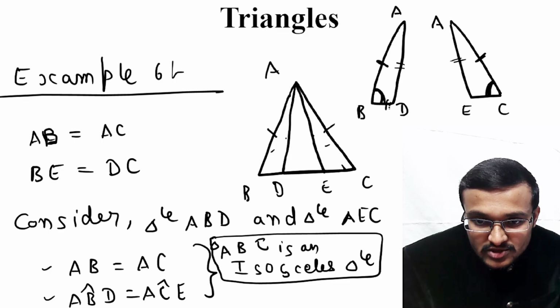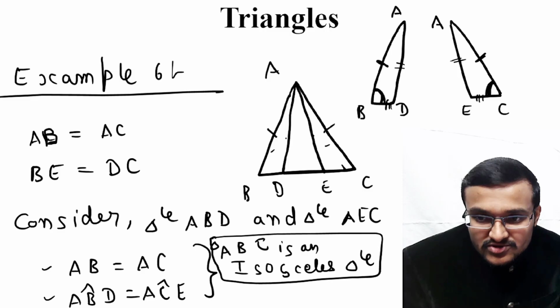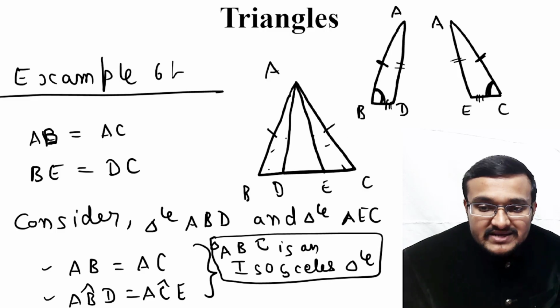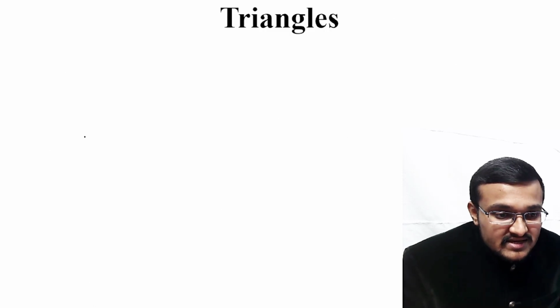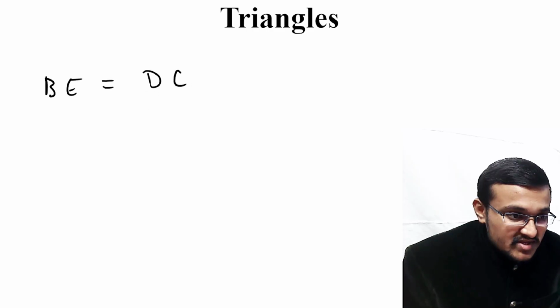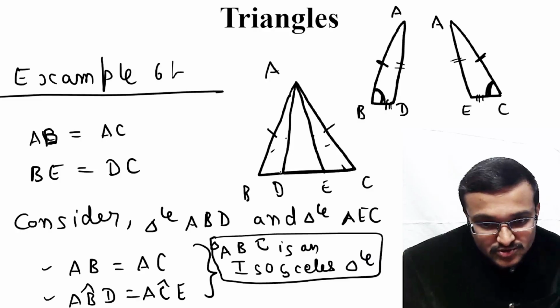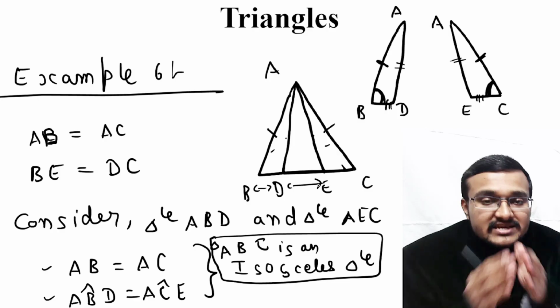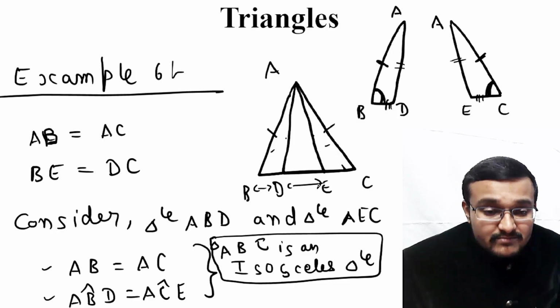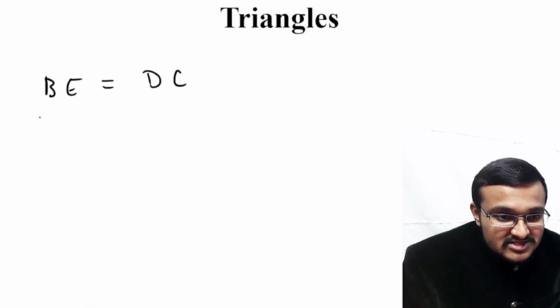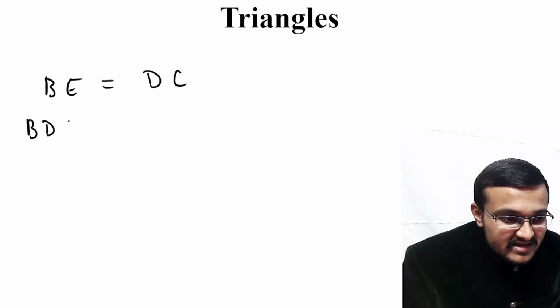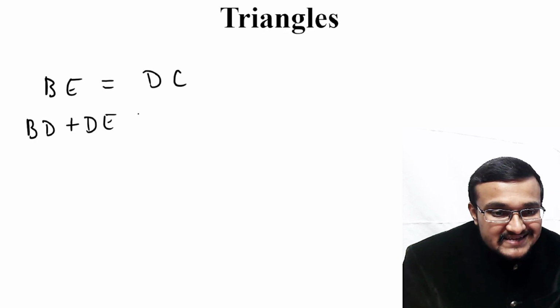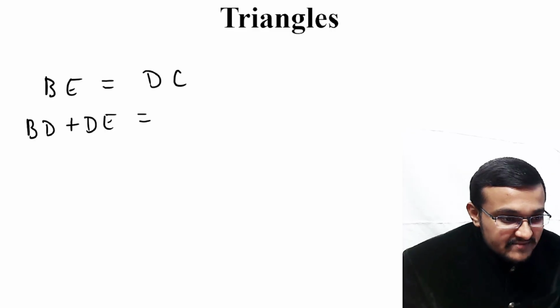Now we have to prove BD is equal to EC. So how to prove BD is equal to EC? Here they have already given BE is equal to DC. BE means BD plus DE, so BD plus DE will give you the total line BE. In the place of BE I can write BD plus DE, because D is lying in between B and E.